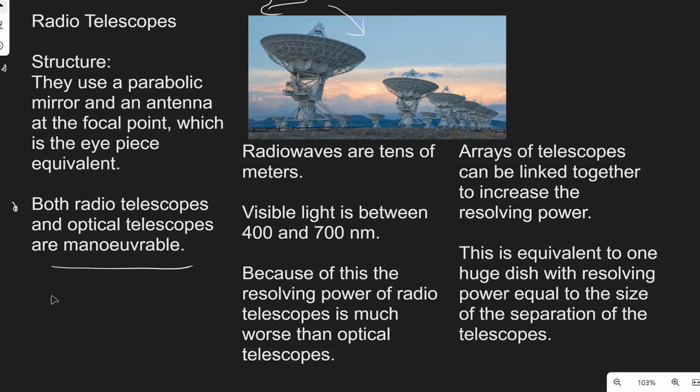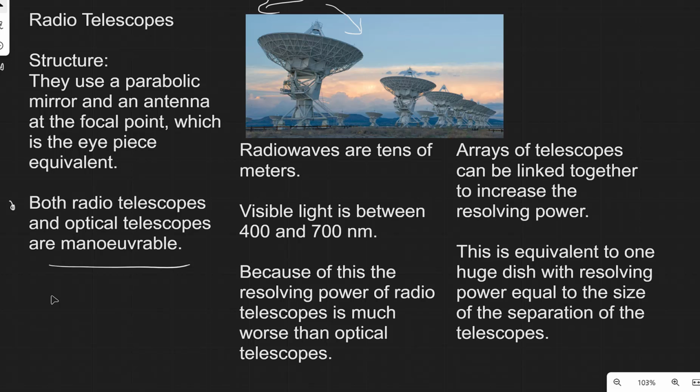So as we said, radio waves are anywhere from about a meter or less than that, all the way up to tens of meters. Whereas on the other hand, visible light is between 400 to 700 nanometers. So this means that potentially the radio waves are over 10 million times longer.